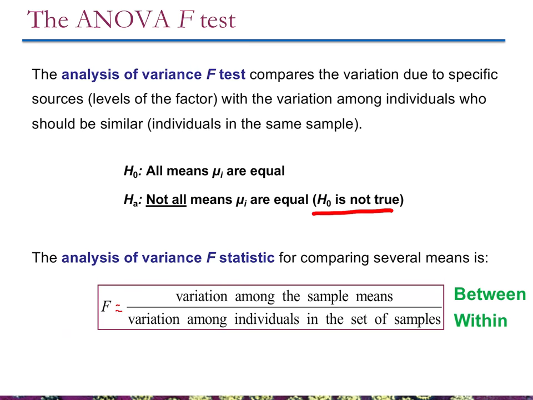So our F statistic, as I said, compares variation among the sample means, this is between sample variation, to variation among individuals in the set of samples. This is within sample variation. So for this denominator, we basically take the variance of each of the samples and add it all up, and that gives us one number for our denominator. All right, we're going to divide the numerator variance, the between sample variance, by the within sample variance, and that gives us a value of F.